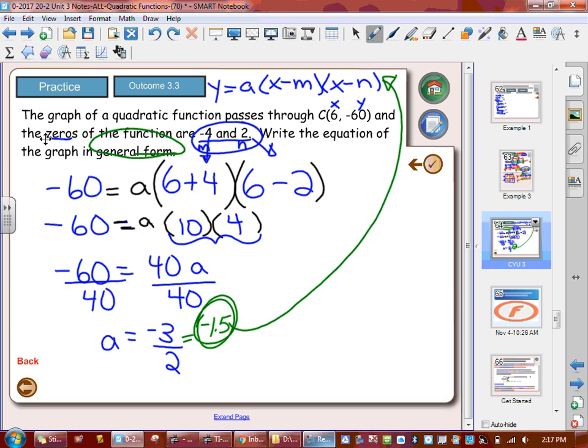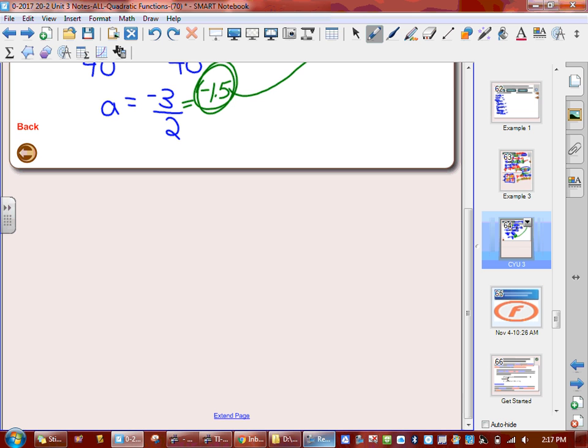Y equals negative 3 over 2. I'm going to keep the fraction. And then I've got (x plus 4)(x minus 2). So the first step is to actually FOIL what's in your brackets. I'm an area box person. I like to area box. If you're a FOILer, go for it.